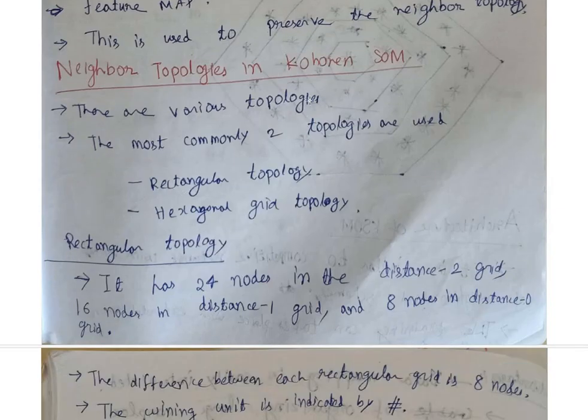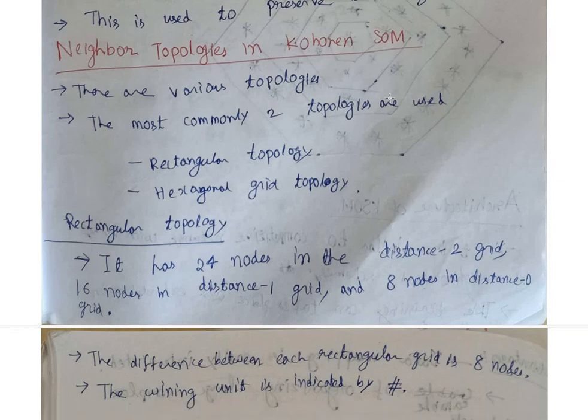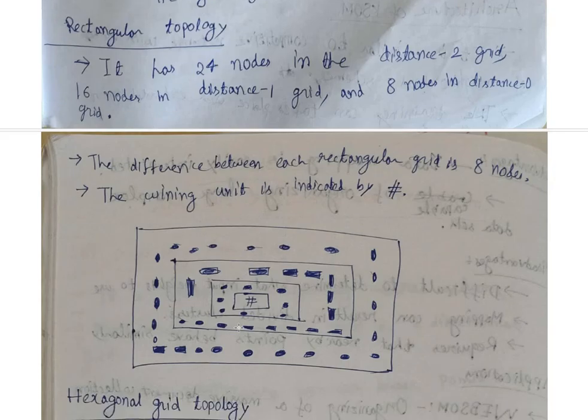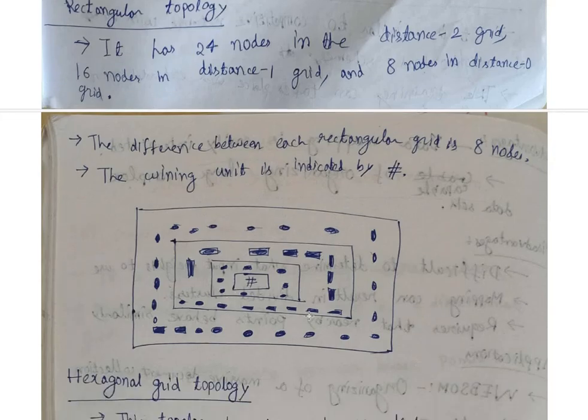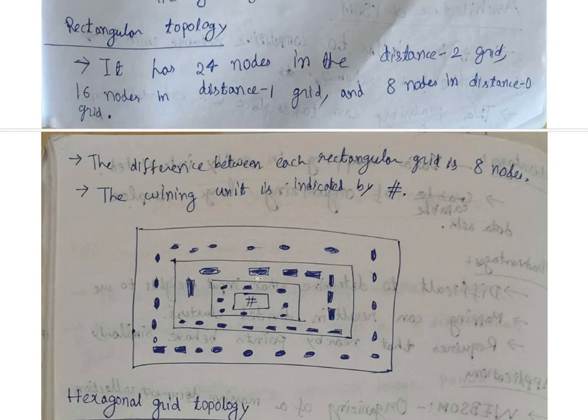So we have the neighbor topologies in KSOM, Kohonen SOM. There are two topologies, rectangular topology and hexagonal grid topology. This is the structure of the rectangular topology. This hash sign indicates the winning neuron. Surrounding it in the initial first grid, we have 8 nodes at distance 0. And in the second grid, we have 16 nodes. And in the third grid, 24 nodes are there in rectangular topology.